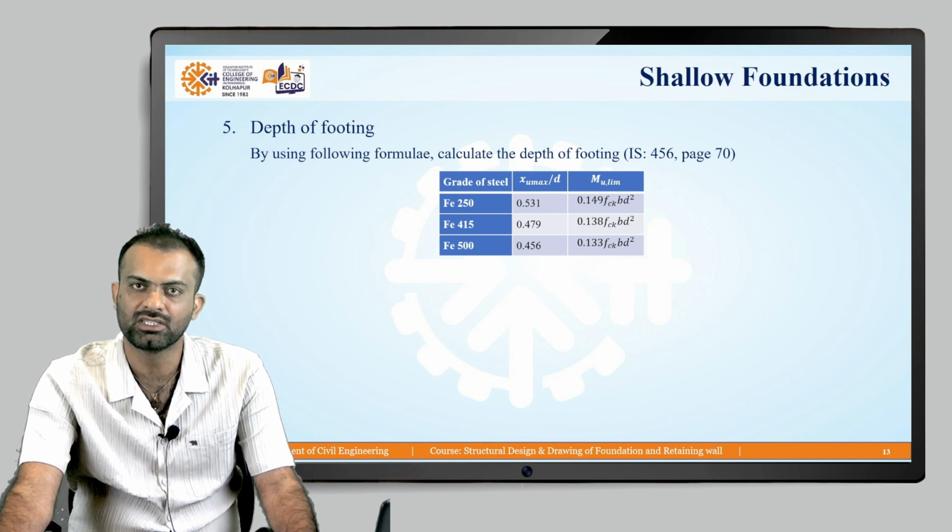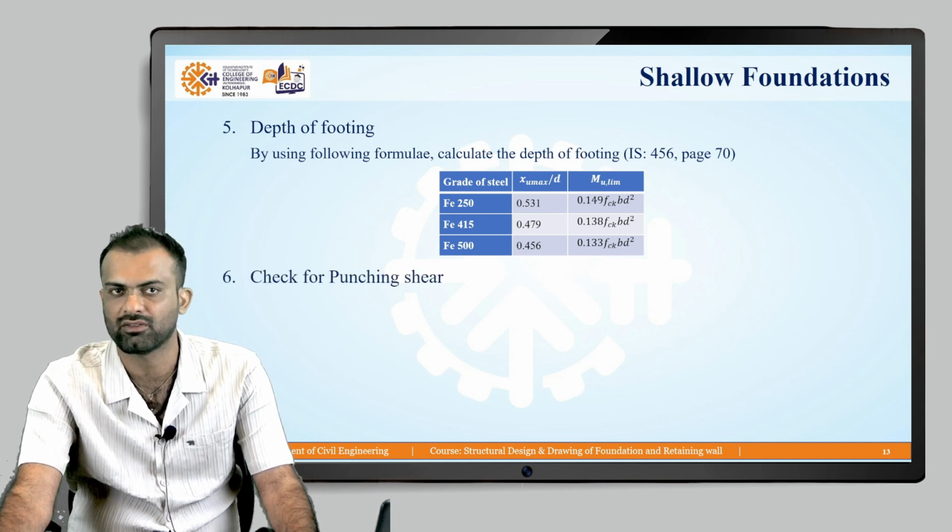By using this moment value, suppose we are going to use Fe415 steel, you are going to use this moment value. The moment you already know from the bending moment profile. Here FCK, you know the grade of the concrete, and here you know the width of the foundation. So you have to calculate the depth of the foundation. By this formula, you are going to calculate the depth of the foundation.